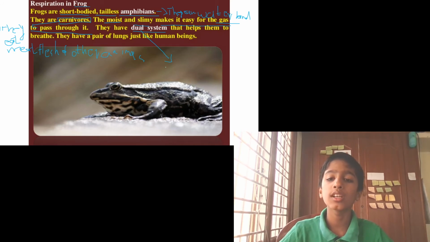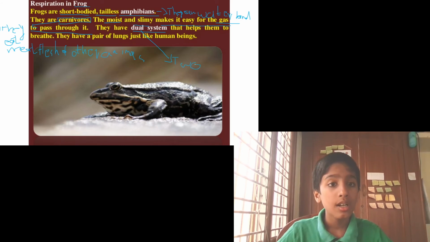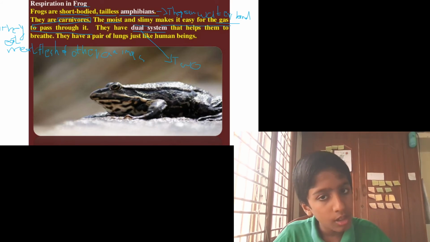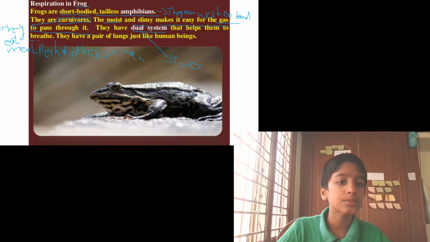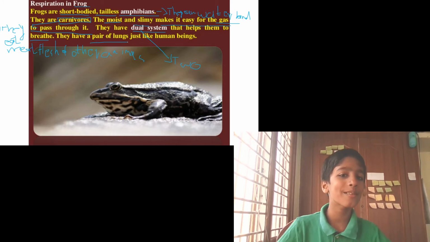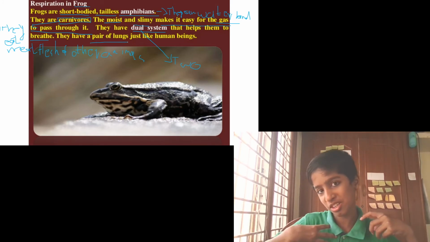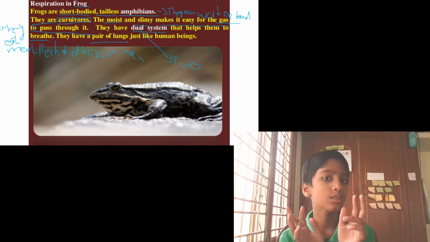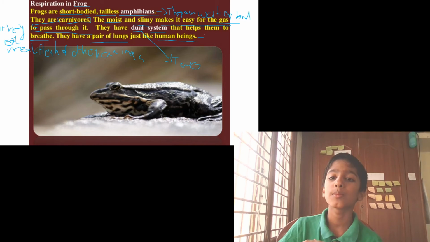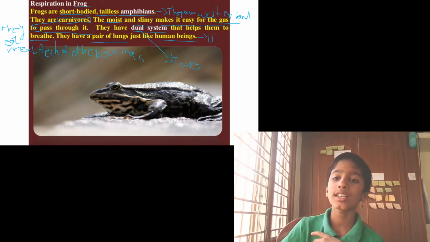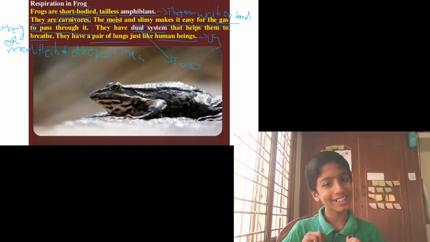What is the meaning of dual? Two. Mono means one, bi means two, and dual means two. And that helps them to breathe. Yes, that helps them to breathe, and they have a pair of lungs. We also have a pair of lungs. One is here and one is here. So we also have a pair of lungs, just like human beings. Human beings are us, not United States, us.